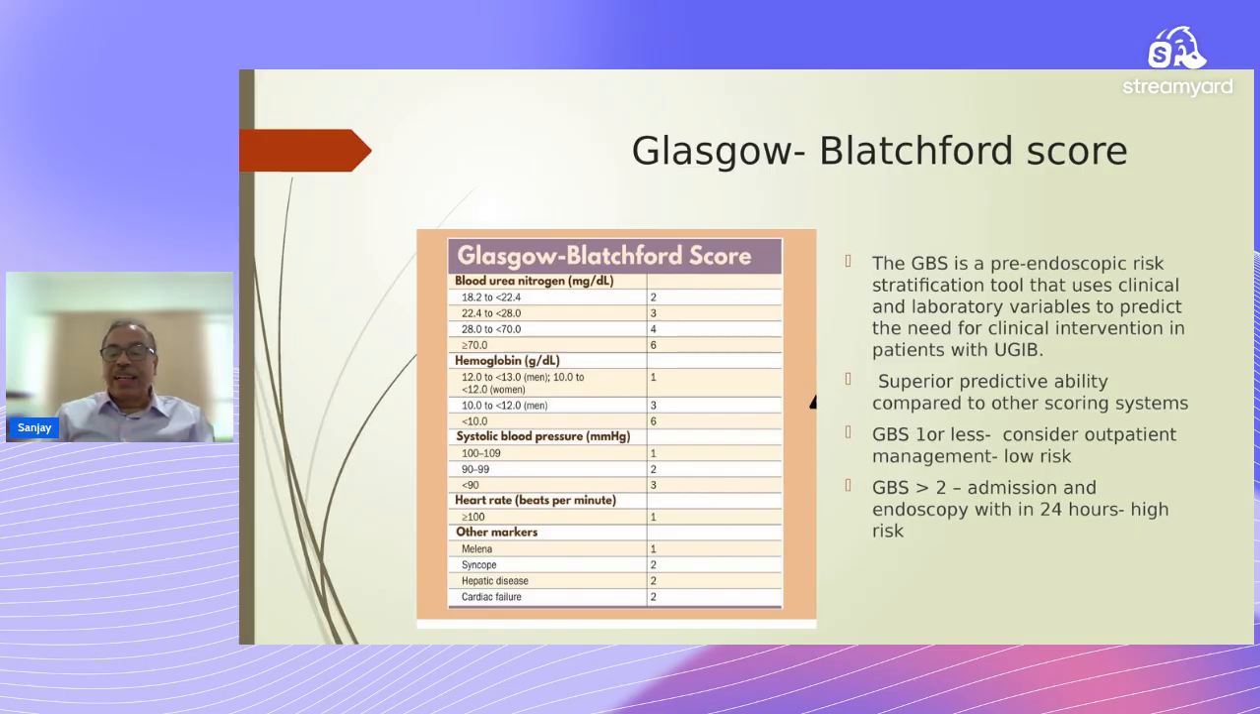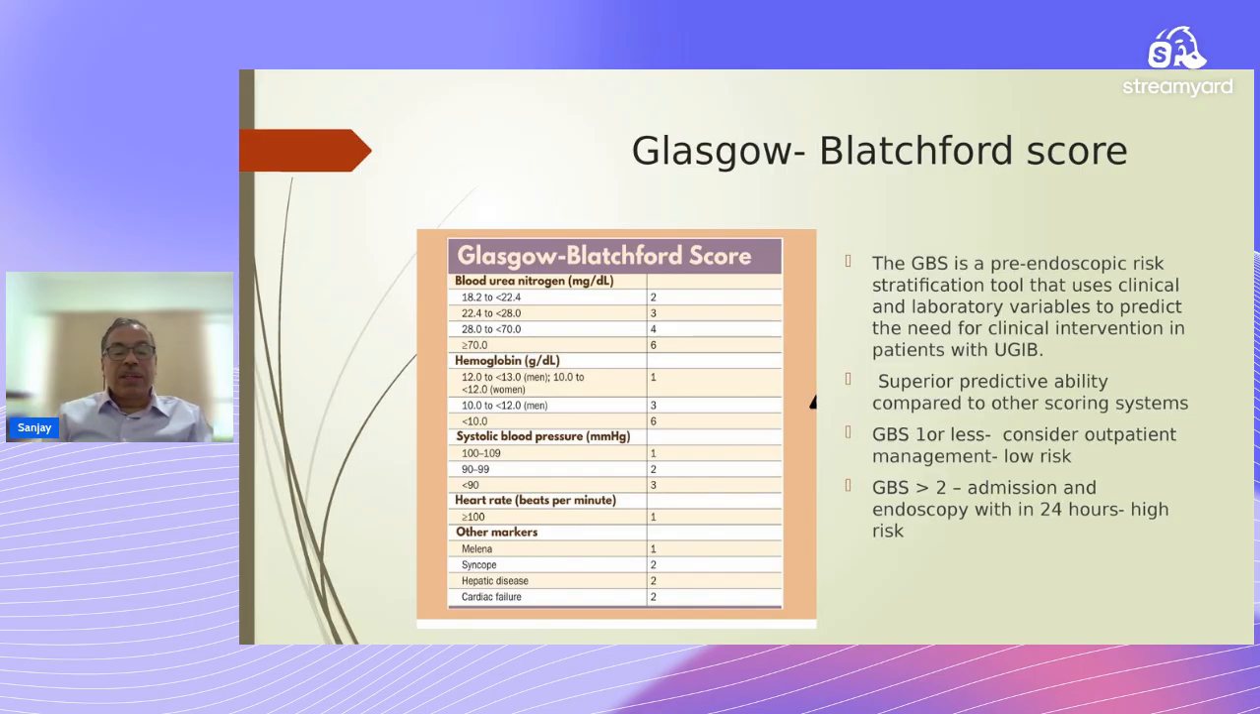So, what exactly does it contain? As we have seen, it's clinical as well as biochemical. The first clinical biochemical one is the BUN, blood urea nitrogen. And different scoring systems are given according to blood urea nitrogen level as seen in this chart. The second parameter it would pick is hemoglobin. Any hemoglobin less than 10 would straight away go into GB score of 6. Whereas if it is between 12 and 13, then it is GB 1.